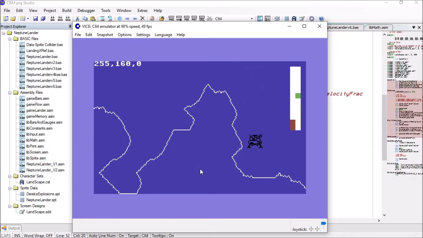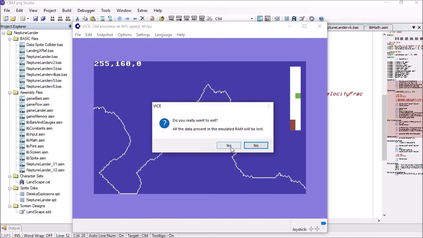Right, let's see. Oh, it didn't work. Right. So, why didn't that work?